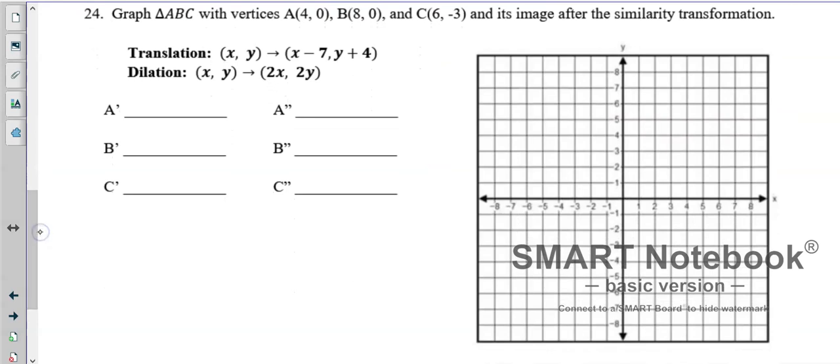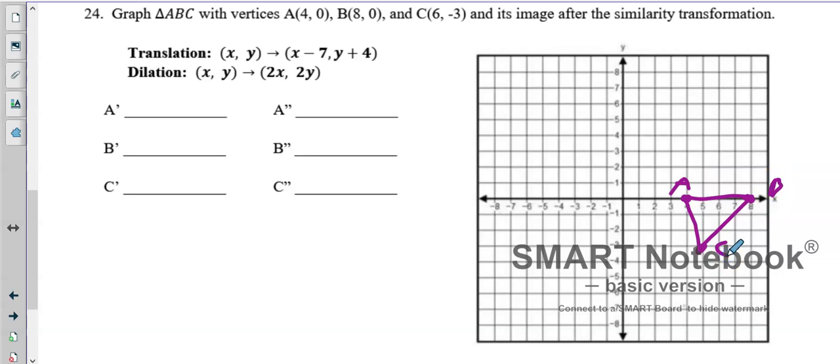All right, last one on this page. Can't get that watermark out of the way. So, first off, we're going to plot (4, 0), (8, 0), and (6, -3). And we're going to connect them as straight as possible, and we're going to label them A, B, and C.